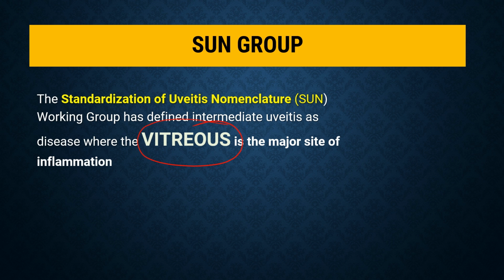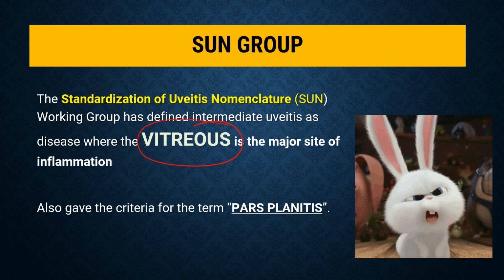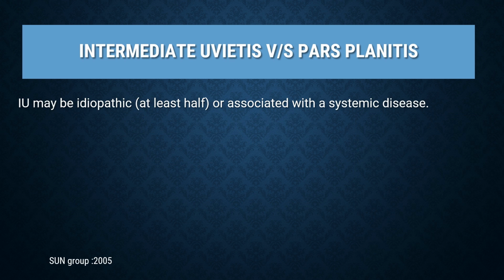Okay, so these are very basic points which can sometimes be asked in MCQ. That's why I'm focusing on them. According to the Sun group, the vitreous is the major site of inflammation. At the same time, the Sun group also gave a term, that is pars planitis. So obviously now it's very confusing.